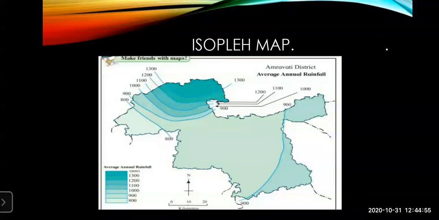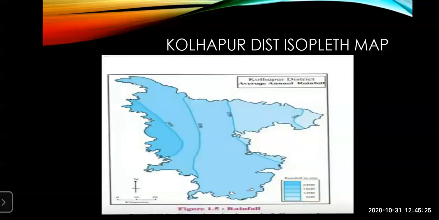Isotherms for equal temperature, isobars for equal pressure, isohyets for equal rainfall, isobaths for equal depth, isoseismal for earthquake intensity, then isohalines for equal salinity. Then one more concept is contour lines. Contour lines are used to show the elevation or height. That is also an example of an isopleth map.